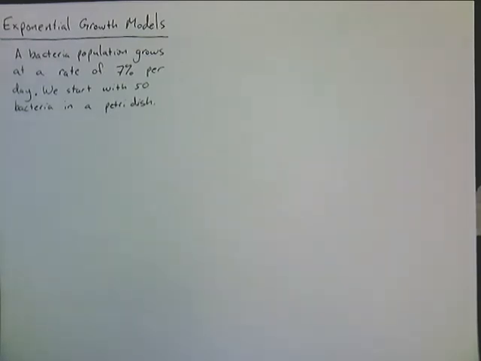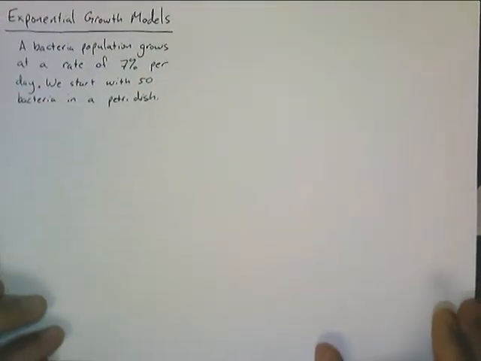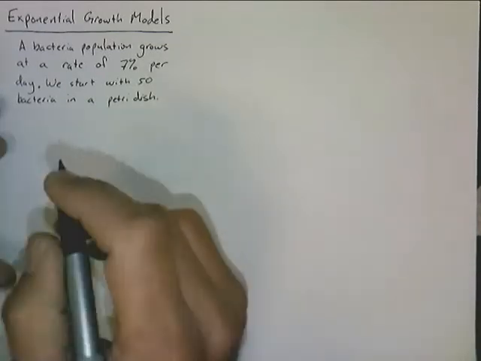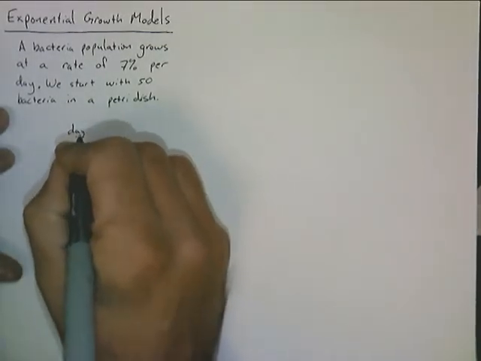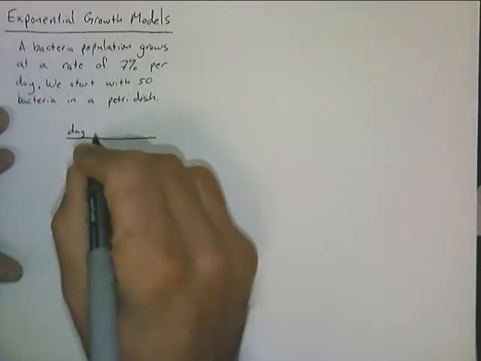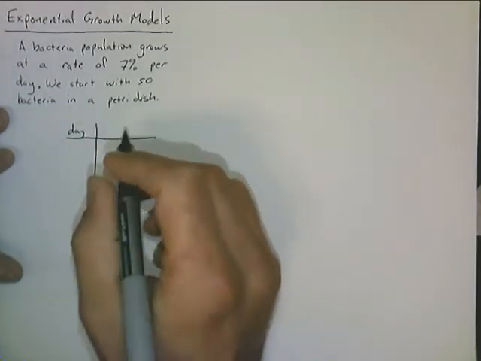V. Hill, and today we're going to be talking about exponential growth models. And we're just going to start with a little example of exponential growth, this being a bacteria population. This population grows at a rate of 7% per day, and we're going to start with 50 bacteria in a petri dish. So, just to examine how this is going to behave, let's first make a little table of the number of bacteria versus day.